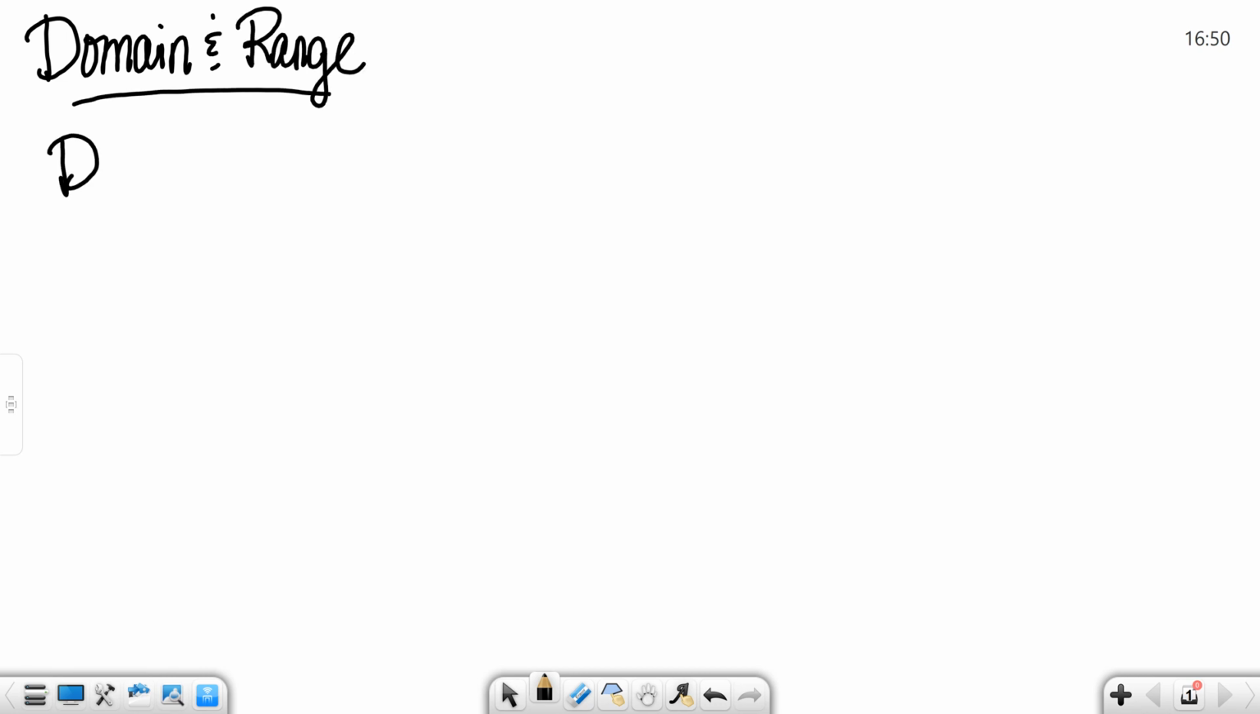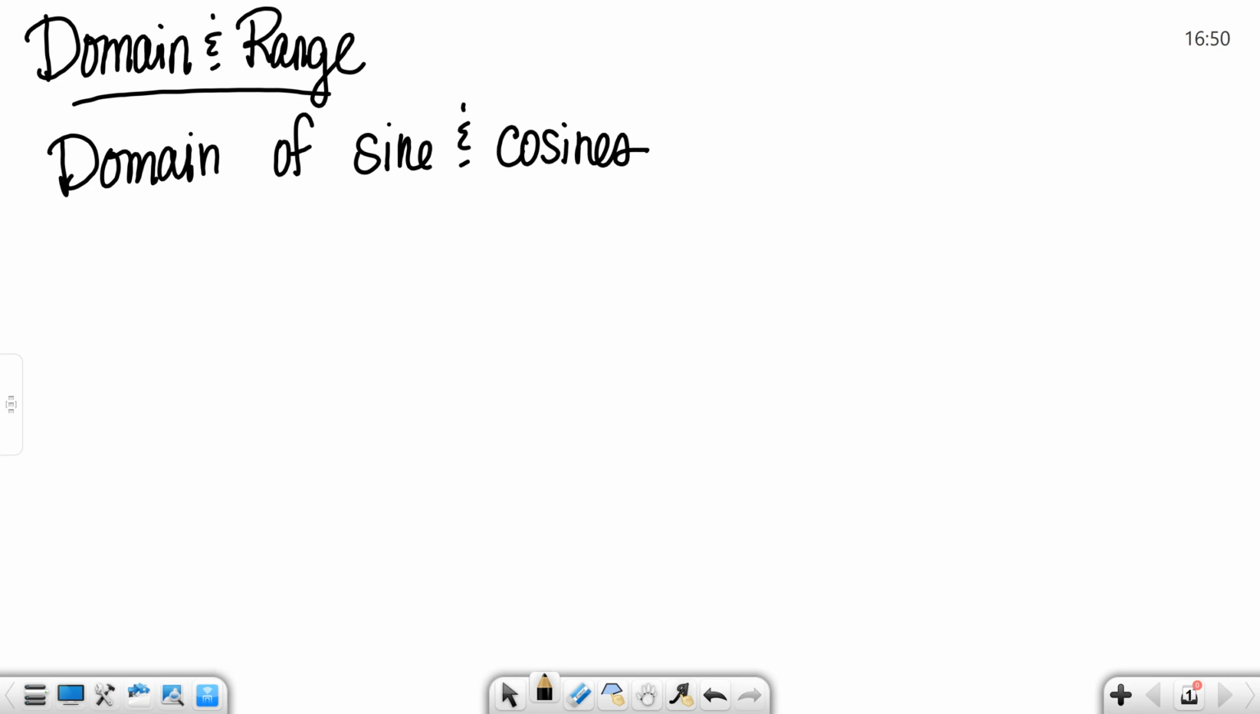All right, so domain, and let's just focus on sine and cosine right now. The domain of sine and cosine, those two functions, is always -infinity to infinity. It includes all numbers. The domain, theta can be anything, is what that's saying. Theta can be anything for sine and cosine.